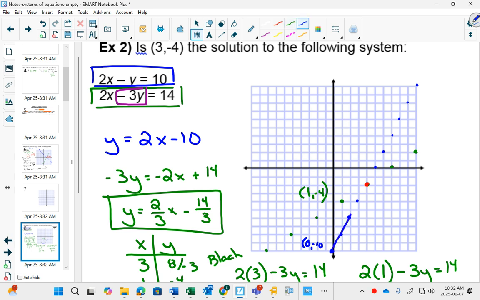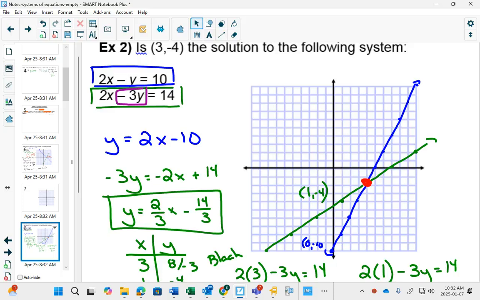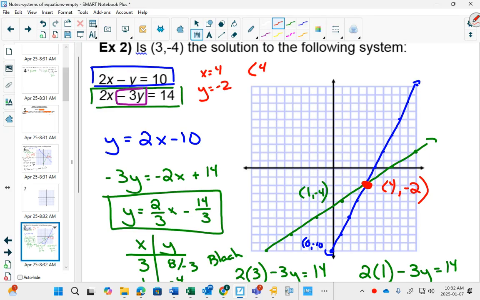Now if I connect my blue points, and I connect my green points, wow, that is a terrible big red point. It sure looks like they intersect at 4 and negative 2. I'm going to say that I think the solution is 4 and negative 2.